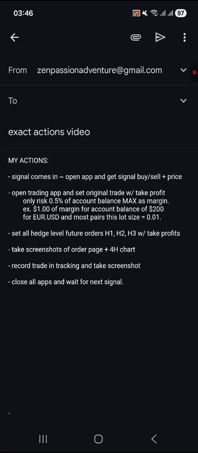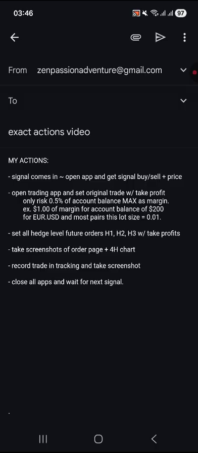So the first one, the signal comes in on the signal trading app, and I open the application and get the signal, buy or sell, and I get the price of what I'm buying or selling at. And then the second action is I open the trading app and I set the original trade with the take profit, and I only risk 0.5% of the total account balance maximum as margin. This allows me to have 3 different hedge levels if it goes against me.